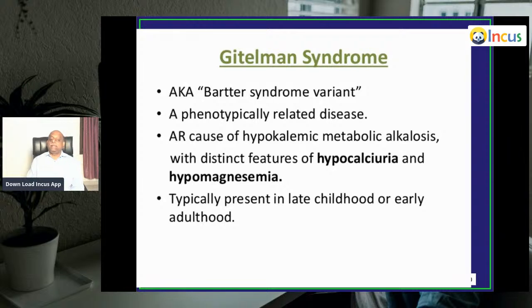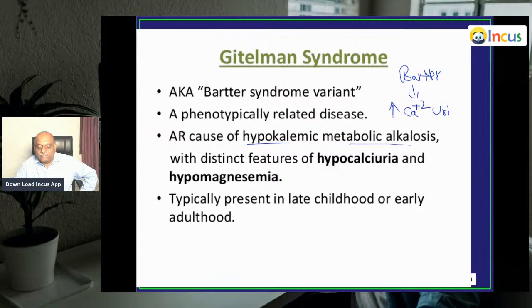Now comes Gitelman. Another name for Gitelman is Bartter syndrome variant. Phenotypically, physically, it looks very similar. It also causes hypokalemic metabolic alkalosis. But the difference is, Bartter has hypercalciuria, whereas Gitelman has hypocalciuria. So that is the difference between the two.